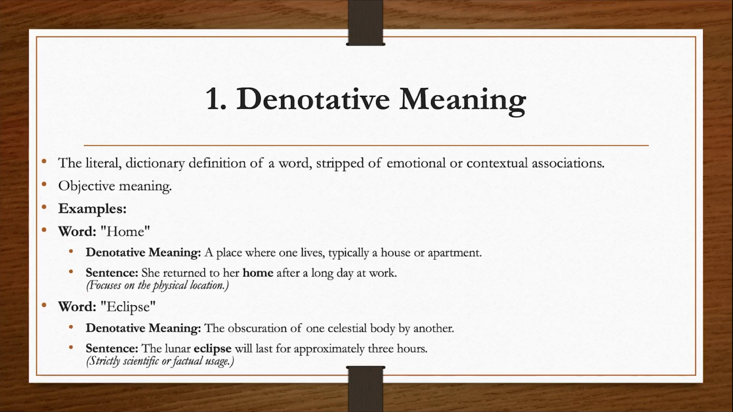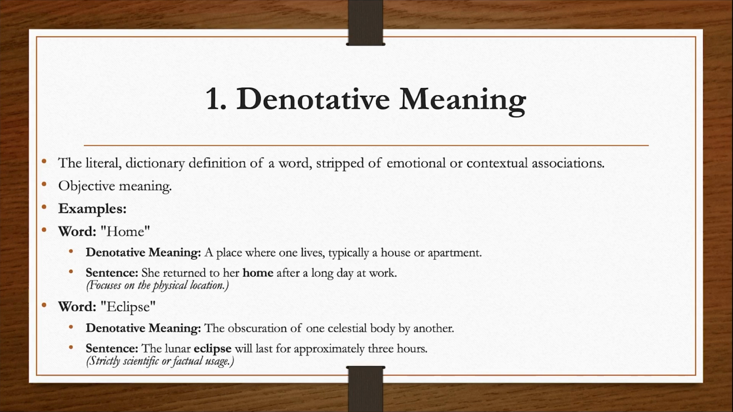First, denotative meaning. The literal dictionary definition of a word stripped of emotional or contextual associations. You can remember this as D for the word denotative and D for the word dictionary. Now, denotative meaning is basically objective meaning, not subjective meaning. Okay, the difference between objective and subjective is that subjective contains your own opinions, your own emotions, whereas objective does not have any subjective part, that is, it is stripped of any personal judgments, emotions, or opinions. So, denotative meaning is an objective meaning, the dictionary meaning.